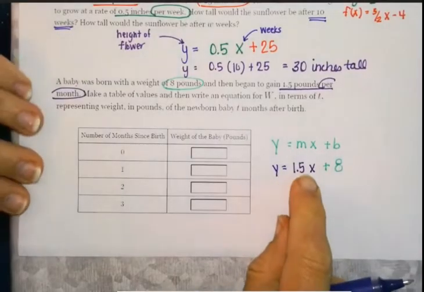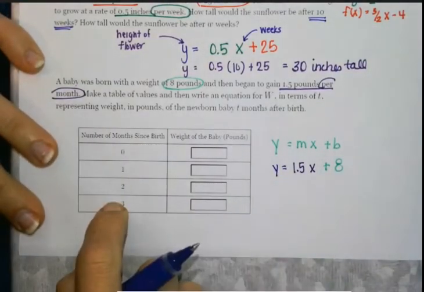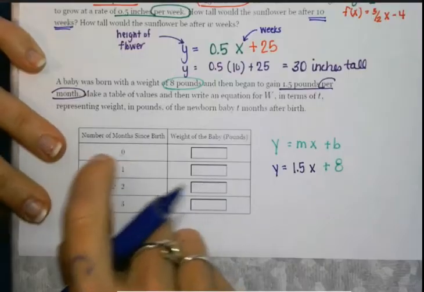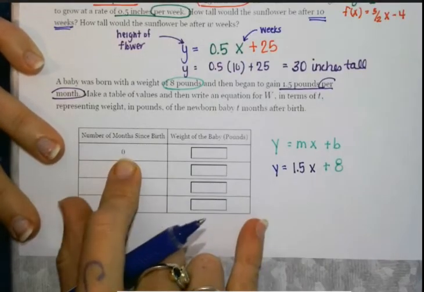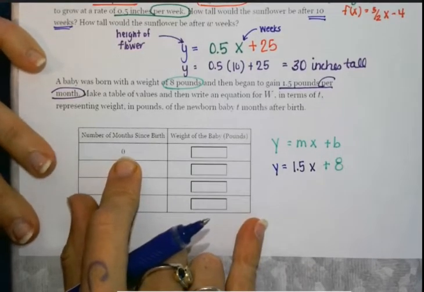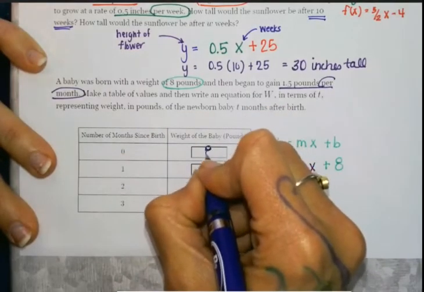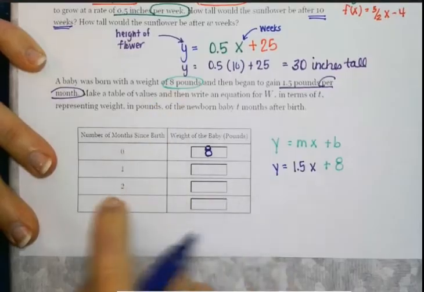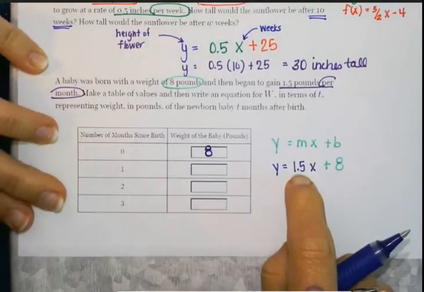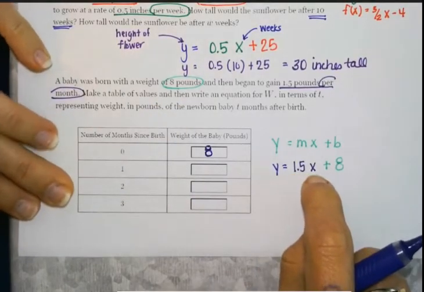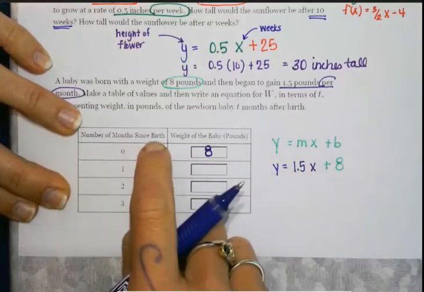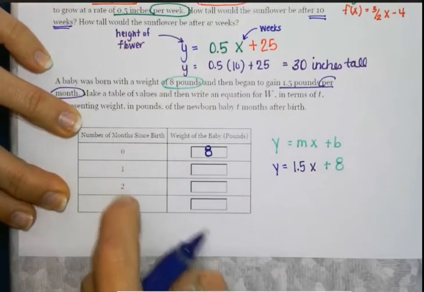Now you can use this equation. They want us to fill out a table. So at 0, soon as he was born, what do we say that the starting point was? What was the non-negotiable amount of weight for this baby? It's going to be 8. They gave it to us in the word problem. And then it's going to increase 1.5 per month. Number of months since birth, 0, 1, 2, 3.